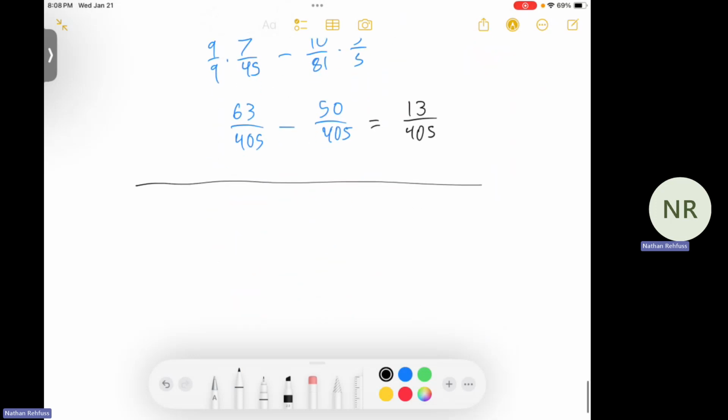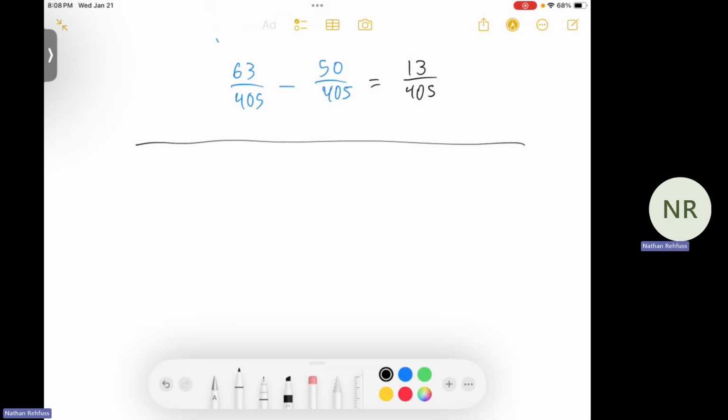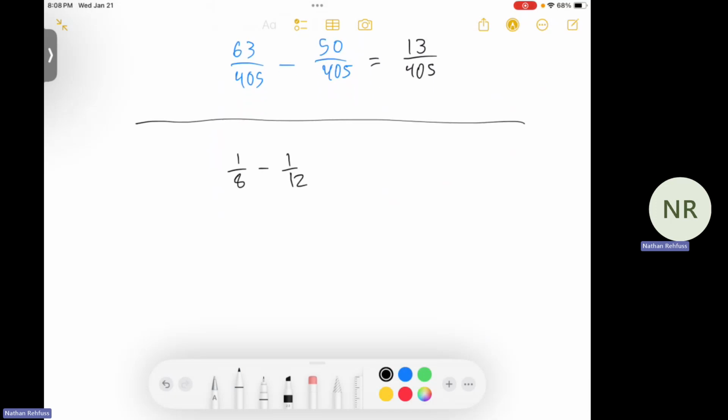Let's do one more just to make sure we get it. How about small numbers? How about 1/8 minus 1/12? Can you see the greatest common factor? That's right, it's 4. 4 goes into 8 twice and into 12 3 times. So if I do 12 times 2, copying this 2, that should be the same as 8 times 3, copying this 3. 8 times 3 and 12 times 2 are both 24, and that's guaranteed to be the least common multiple, just as long as 4 was the greatest common factor.